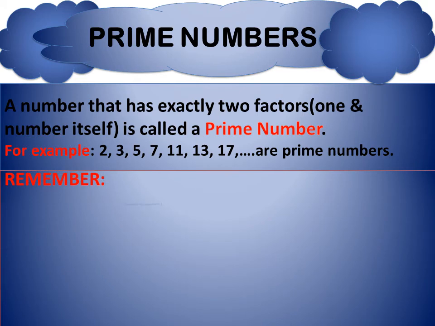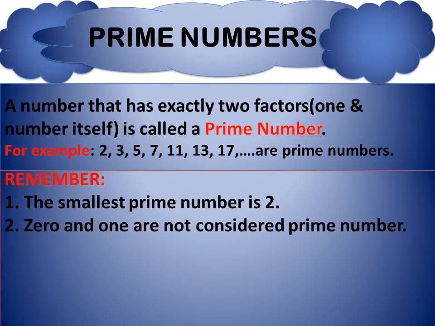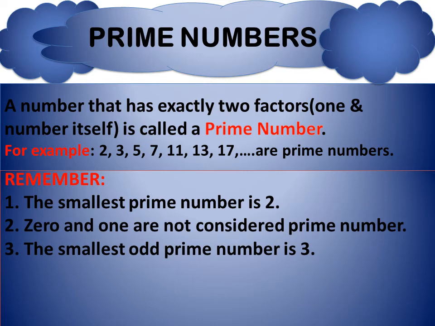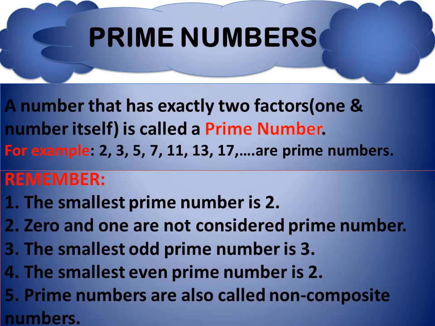Number 1, the smallest prime number is 2. Number 2, 0 and 1 are not considered prime numbers. Number 3, the smallest odd prime number is 3. Number 4, the smallest even prime number is 2. And number 5, prime numbers are also called non-composite numbers.